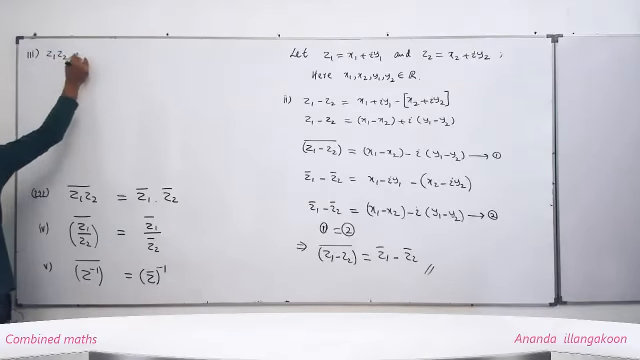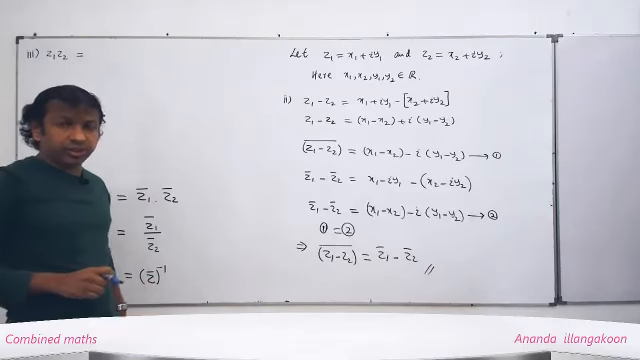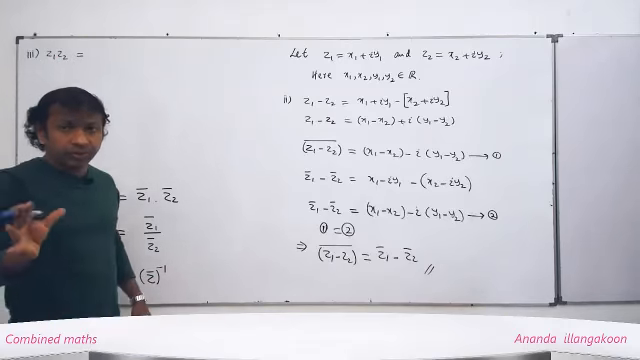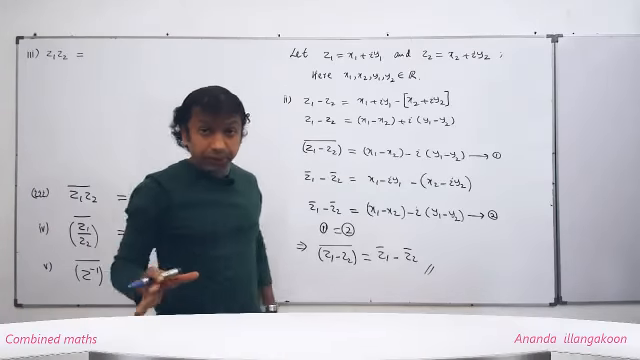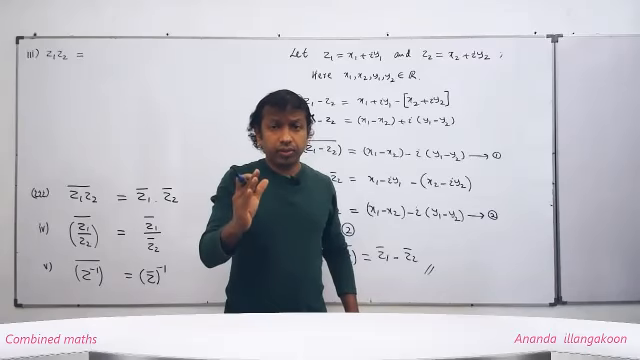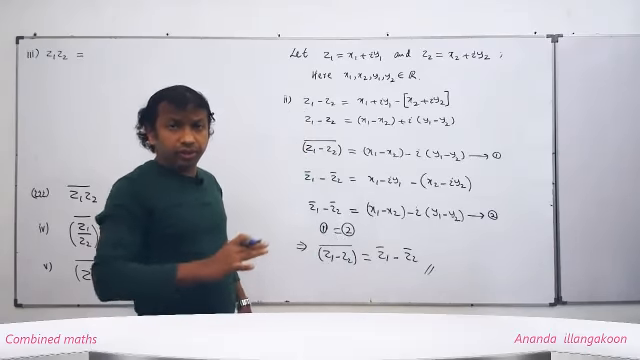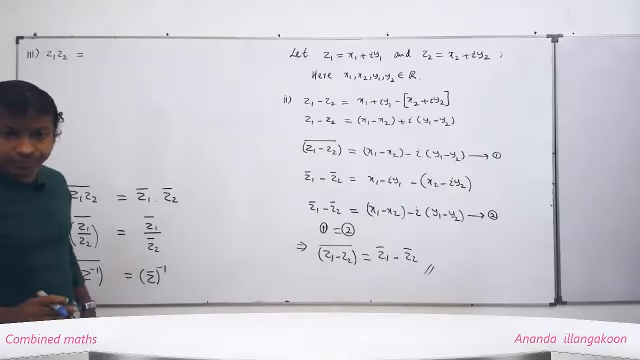Z1 is Z2. First, we'll take the product. Thereafter, we take its conjugate. Then separately, we find Z1 bar into Z2 bar. That answer also we take, and we see the answers being equal.